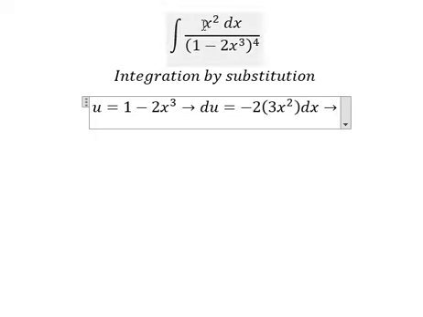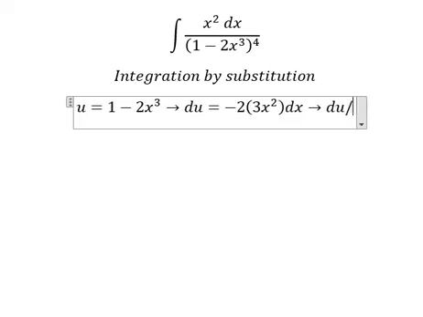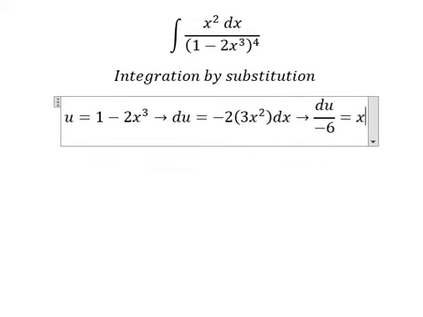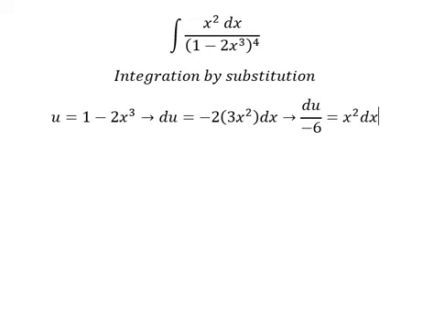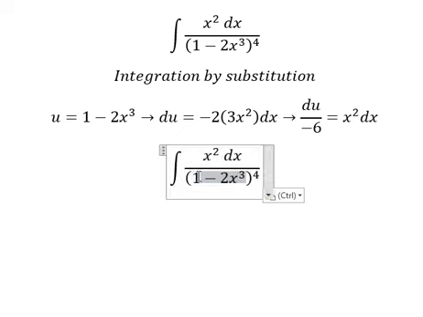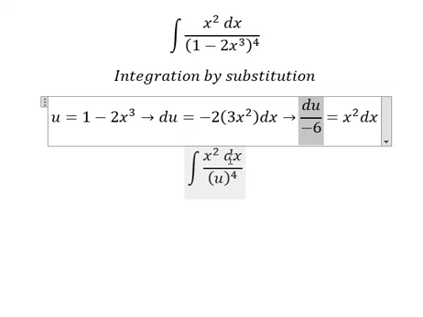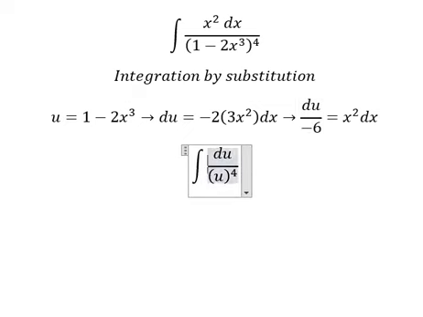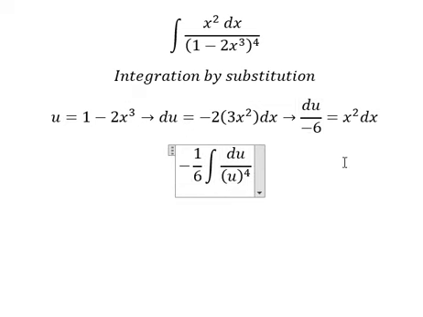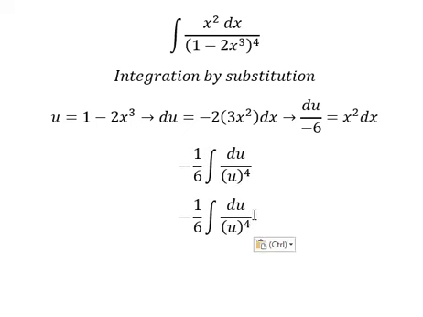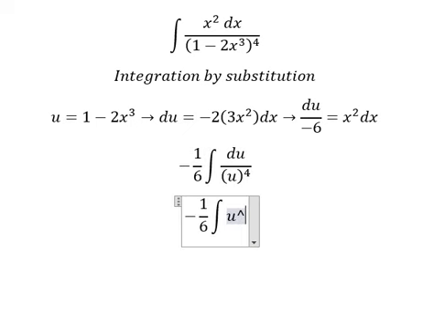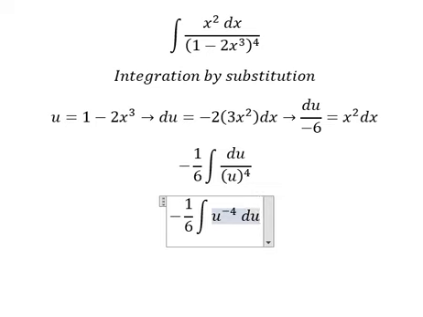Because we have negative 2 times 3, that is negative 6, so we need to divide both sides by negative 6. So this one we change for u, and this one we change for this. Next, I can put u to the power of negative 4 du.